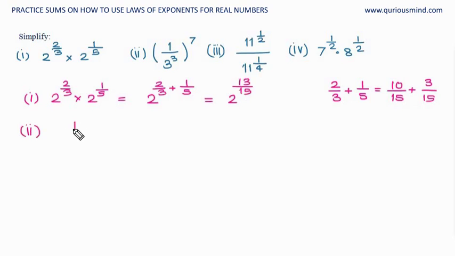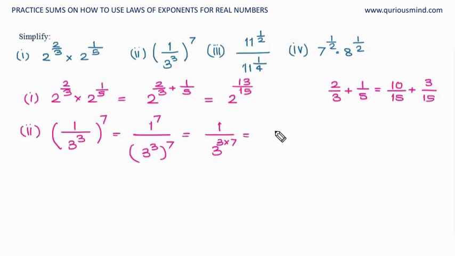Second one. 1 upon 3 raised to 3 whole raised to 7. And that means it will be 1 raised to 7 upon 3 raised to 3 raised to 7. a upon b raised to m is a raised to m upon b raised to m. So 1 raised to 7 is 1. 1 raised to any power is 1. 3 raised to 3 whole raised to 7. Exponent of exponent. That means it will be 3 raised to 3 into 7. So it will be 1 upon 3 raised to 21. We can also write this as 3 raised to minus 21. Because 1 upon a raised to m is the same as a raised to minus m.